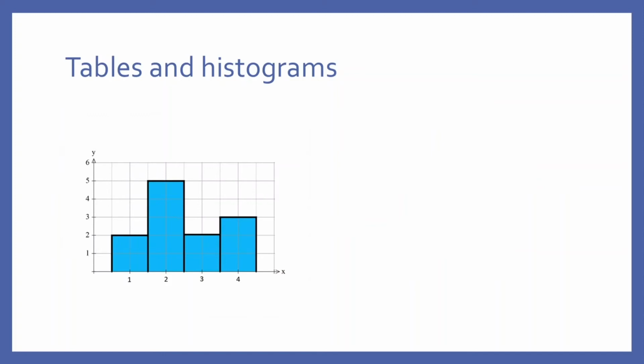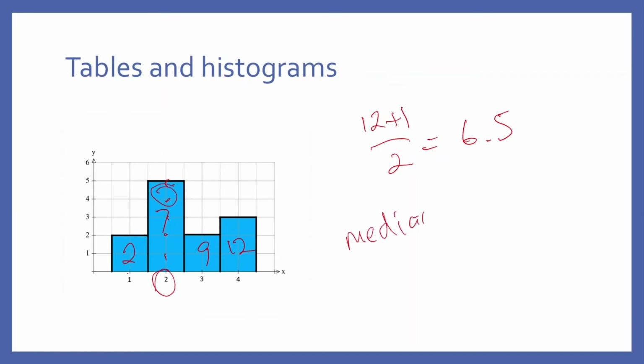We can do the same thing from histograms. So that's got a frequency of 2. If we keep adding them up, 7, 9, total of 12. So first two frequencies are here. Then number 3, 4, 5, 6, and 7. 6.5 is in the 2 column.